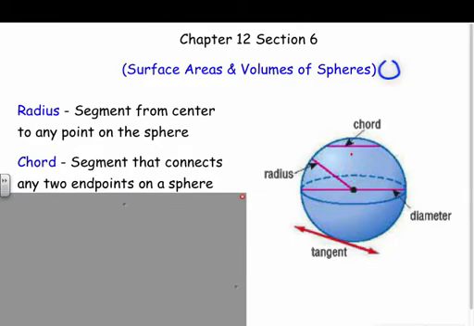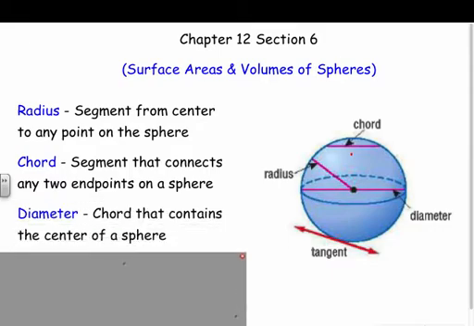We also have chords, right? A chord just connects two endpoints of the sphere. Could be drawn in anywhere. Basically just a line that shoots through the sphere. A diameter is a chord that contains the center. So the diameter of the sphere just has to go through the center. Also twice the radius, just like it is in a circle.